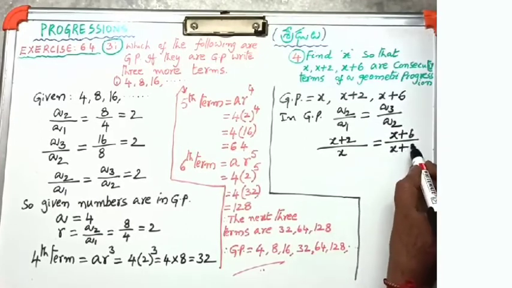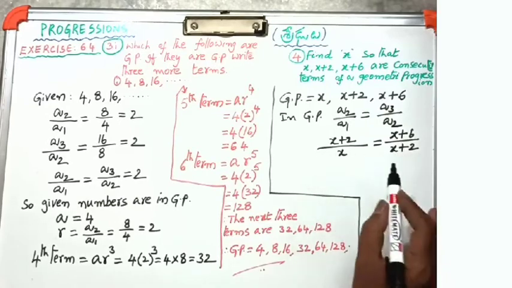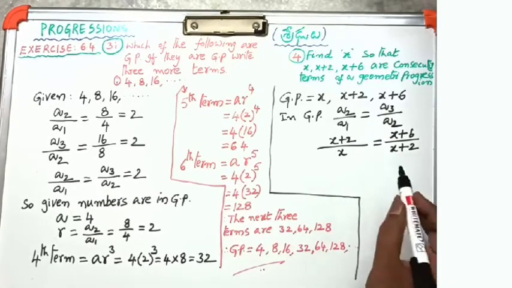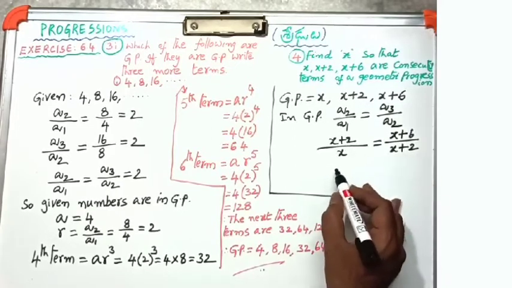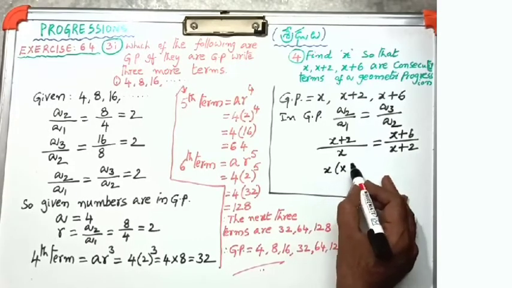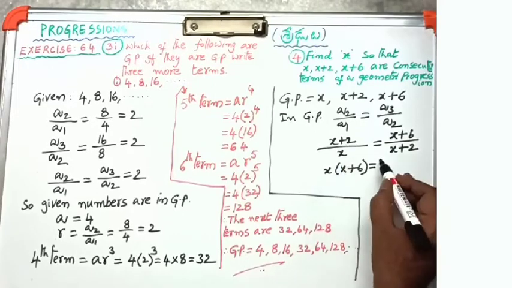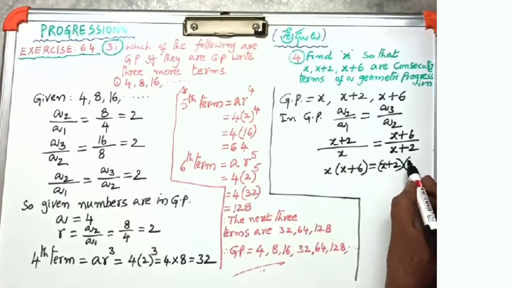Now please do the cross multiplication. You will get some value, and next after simplification you will get x value. Now do the cross multiplication. So x into x plus 6, that equals x plus 2 into x plus 2.